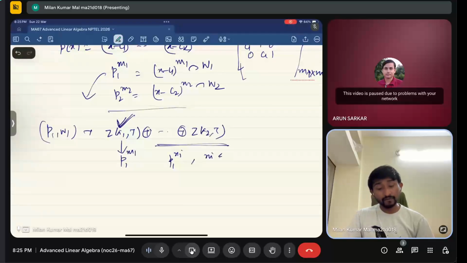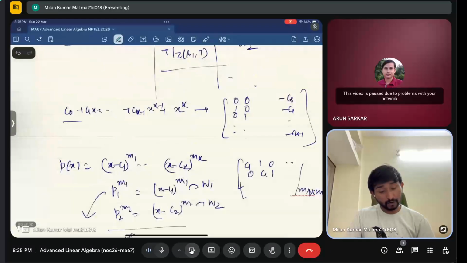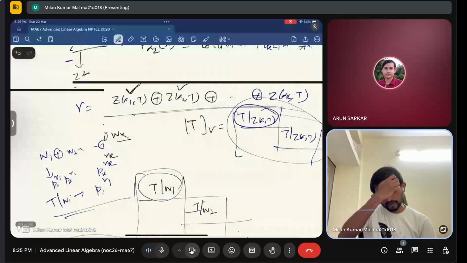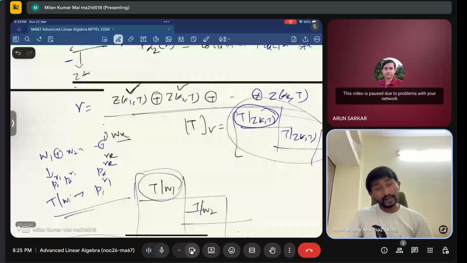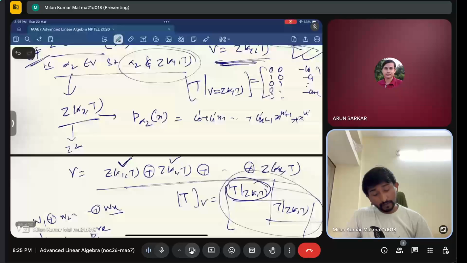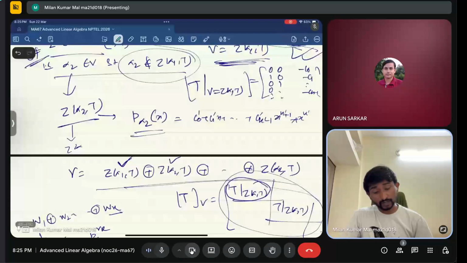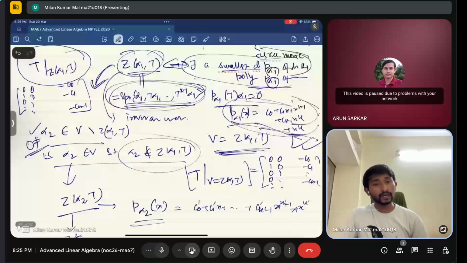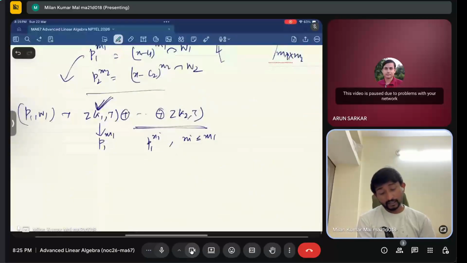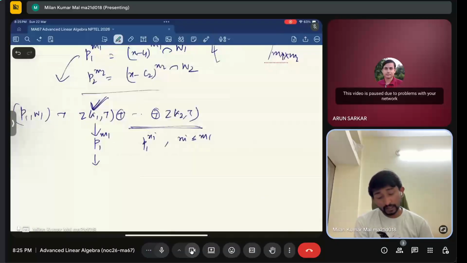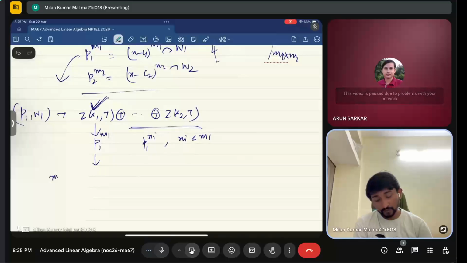Here I am saying P alpha 1 and P alpha 2, all of these are actually powers of this same minimal polynomial P. As we started, P to the power n, they are actually powers of that polynomial, nothing else. Suppose this M1 is equal to 2.